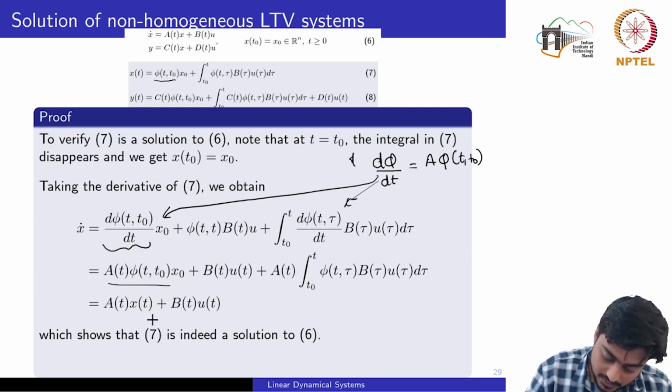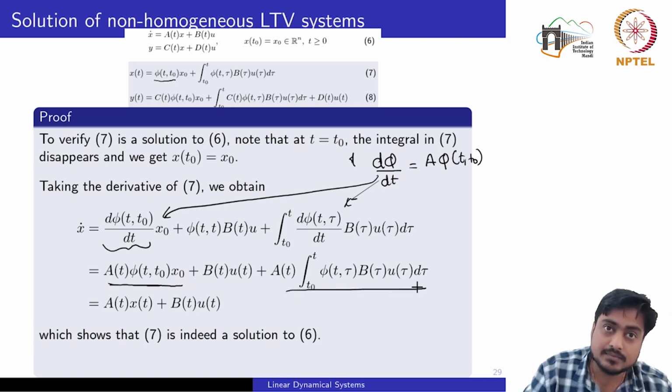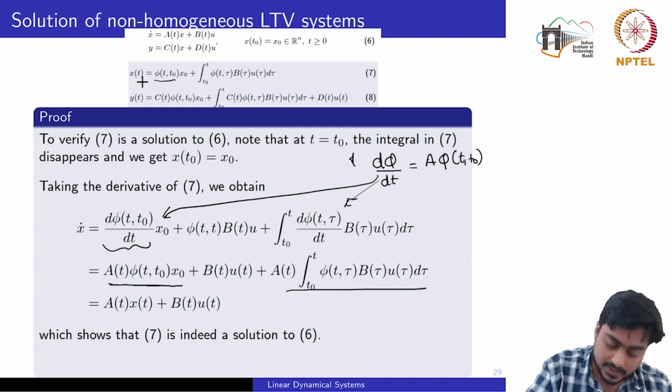Okay, now if we take A(t) common from this term and this term, we would have phi(t, t naught) x naught plus this part, and basically this is the solution x of t, right? So we could replace this whole term by x(t). So we have x dot is equal to A(t) into x(t) plus B(t) into u(t), which is this one.